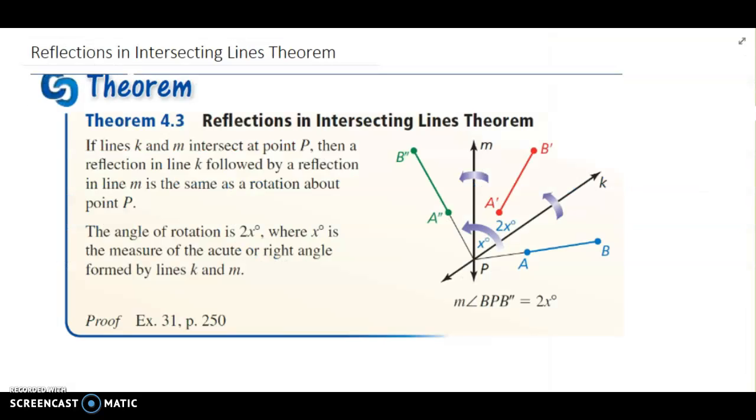All right, so this is the theorem that goes with that second really short video that I had you watch before you watched this video. And it just talks about when you reflect a point or a figure or whatever twice over two intersecting lines, what you get is a rotation. So from here to here, you get a rotation that is double the angle between the two intersecting lines.